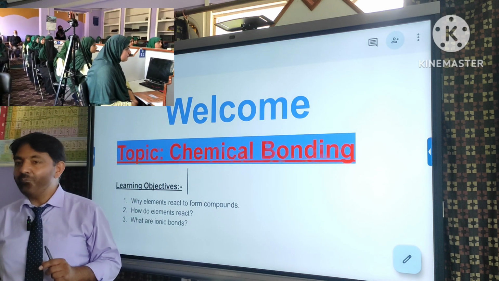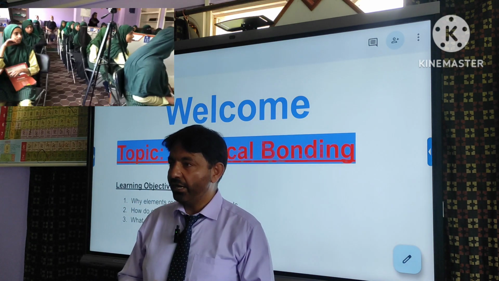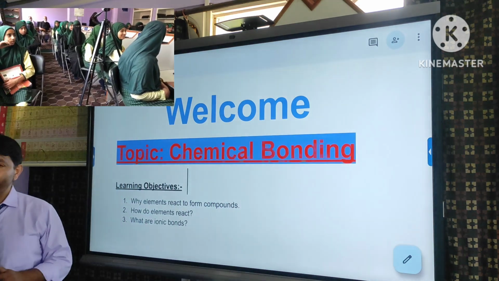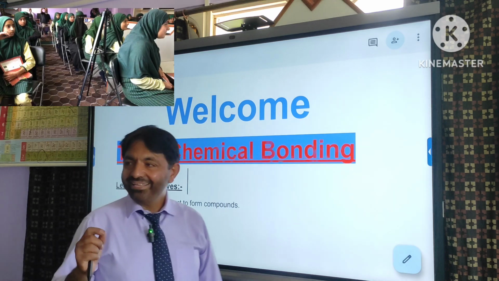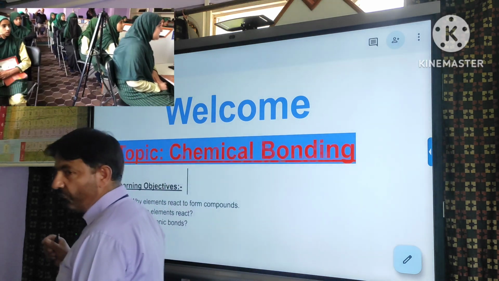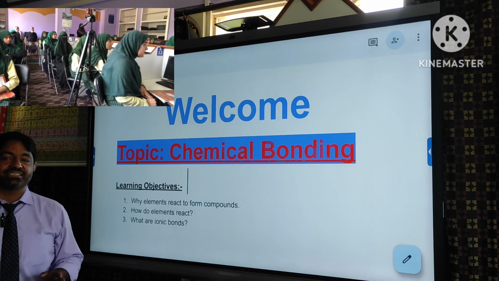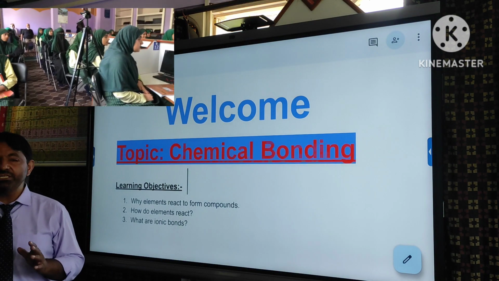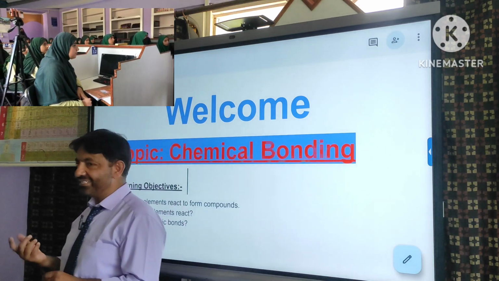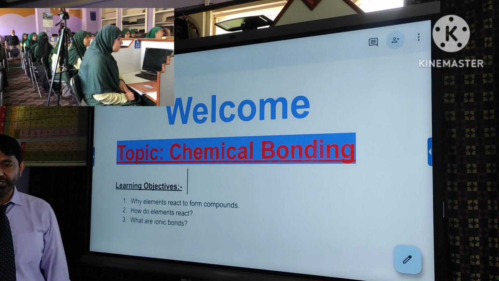Can you tell me how many elements are there? Anybody? How many elements? Anyone? So I am telling you there are 118 elements. Out of 118 elements, 94 elements are naturally existing, and the remaining 24 elements have been created artificially by a technique called nuclear transmutation. Is it okay?